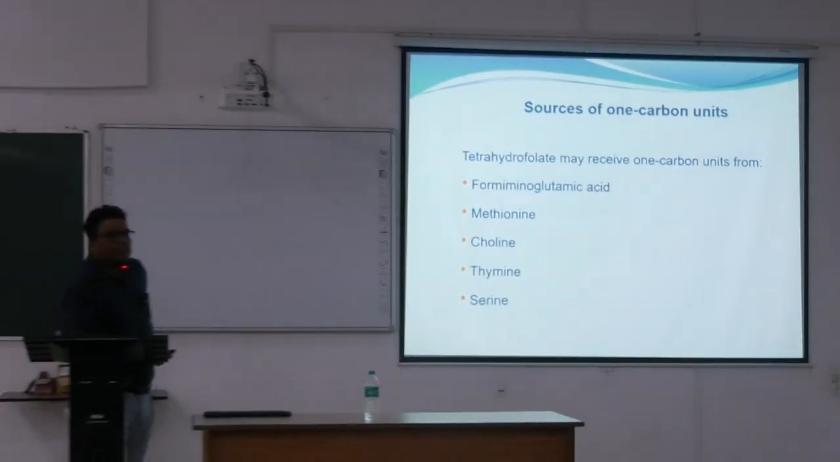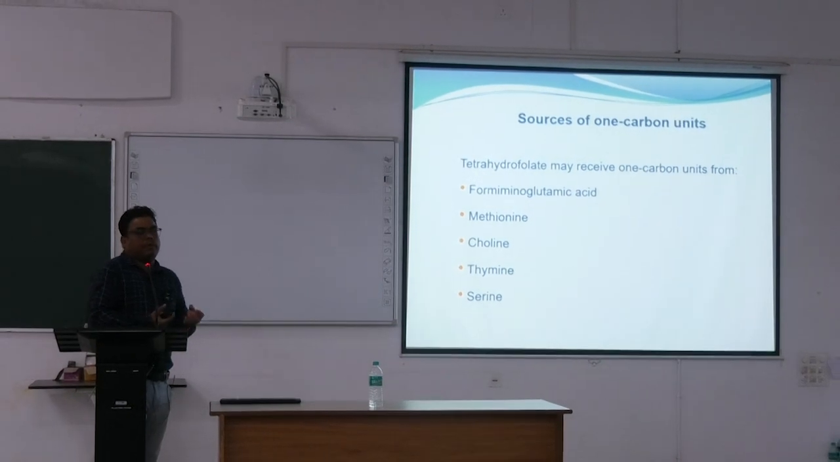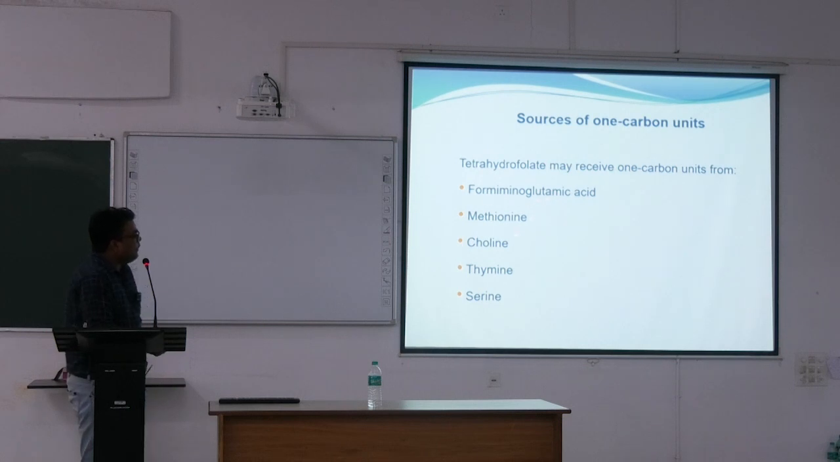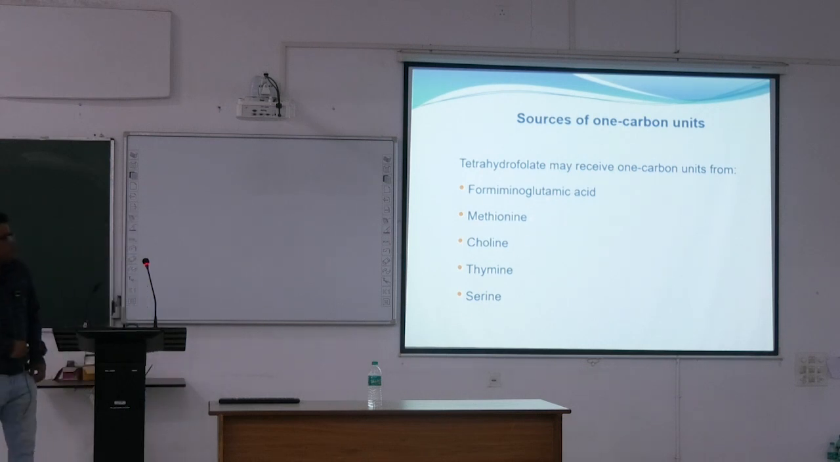Now, the sources of one carbon units. From which sources do they come? They come from formiminoglutamic acid, methionine, choline, thymine, and serine, which you already know.